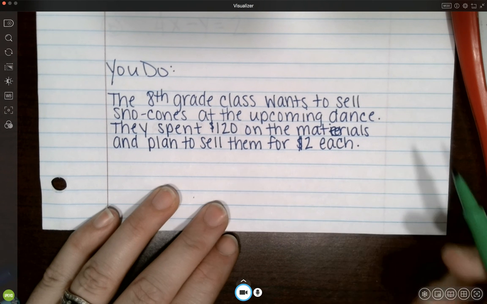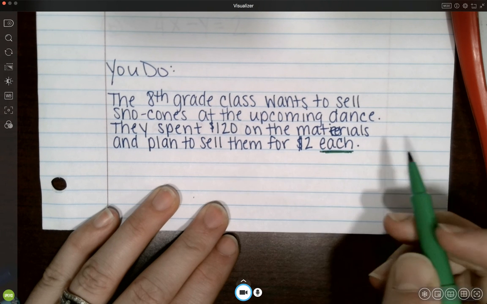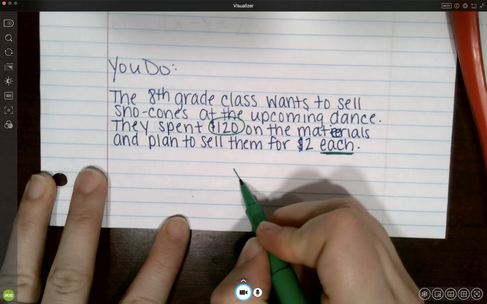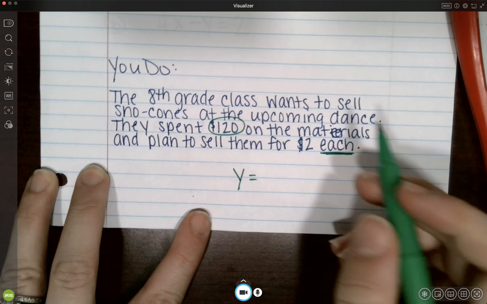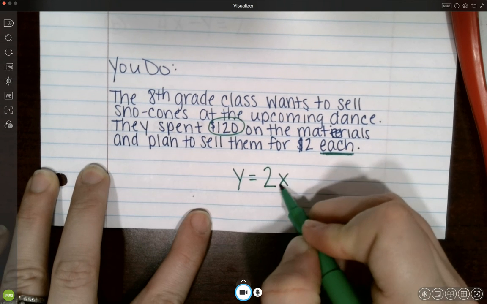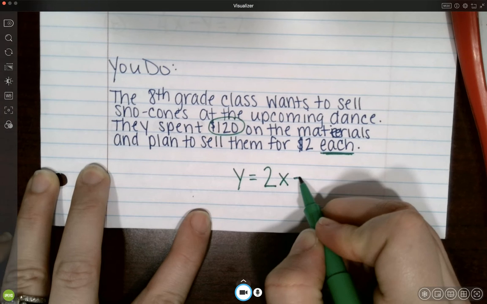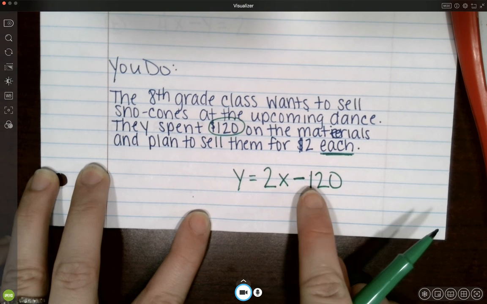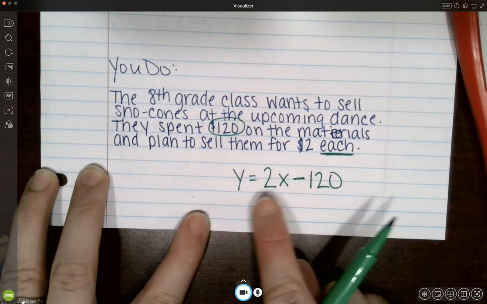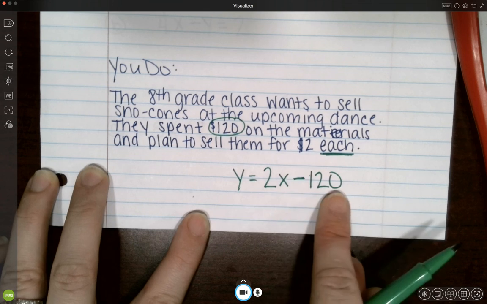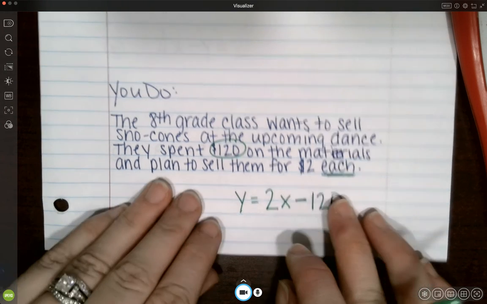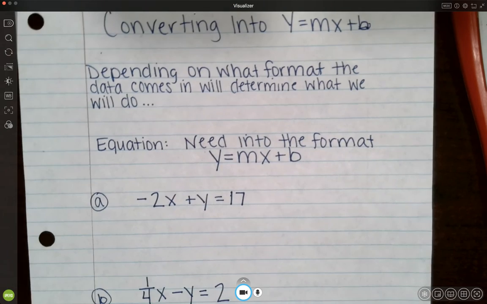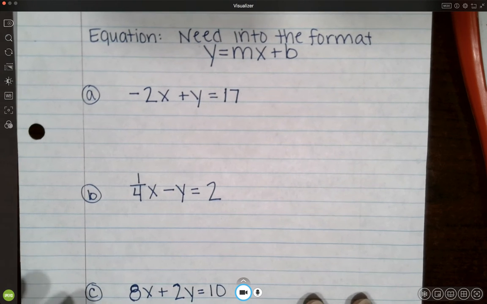All right, keep pausing if you need to, but notice we have the word each, and here we have a one-time fee. All right, so we should have had y equals 2x minus 120. I'm selling them for $2 each, and I spent $120, so I was in the negative to start. That's important because as I'm making money, I have to cancel out this 120 before I would see anything positive.